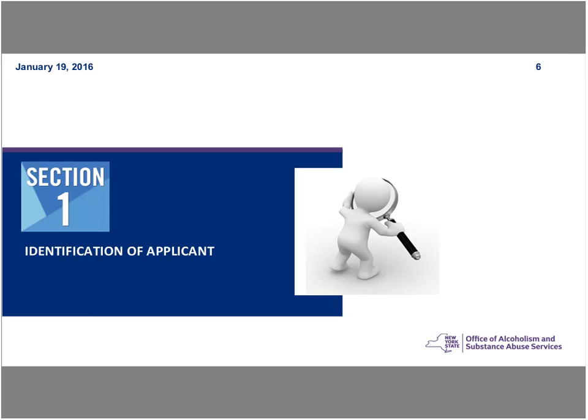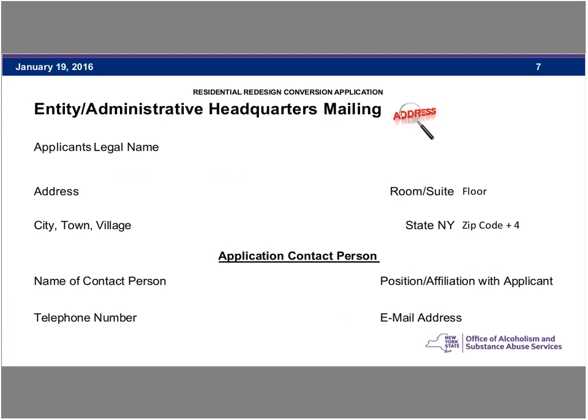Section 1 is identification of applicants. When you look at the application, the first section of this residential redesign conversion application is the entity administrative headquarters mailing address. And we're asking you to enter the information exactly as it appears on your operating certificate for the program you are requesting to be designated. We also are asking for the application contact person, name of the contact person, their telephone number, email address, and also we're asking that when it asks for the address, that you enter the full site address.